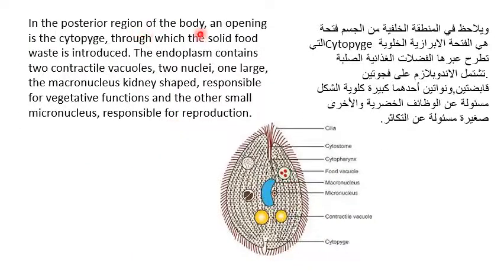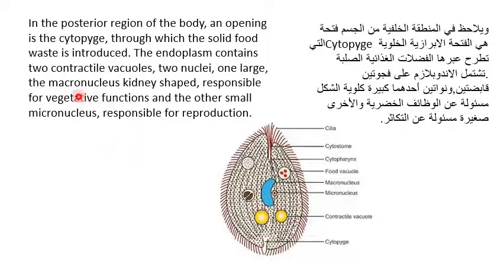In the posterior region of the body, an opening, the cytopyge, through which the solid food waste is expelled. The endoplasm contains two contractile vacuoles, two nuclei, one large, which is the macronucleus, kidney shaped, responsible for vegetative functions, and the other small, the micronucleus, responsible for reproduction.